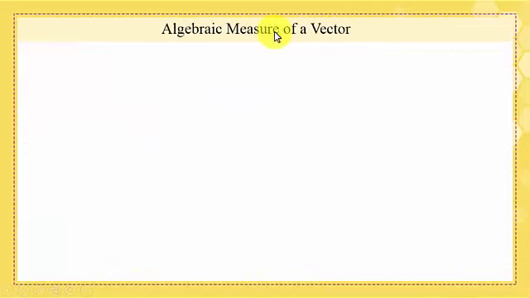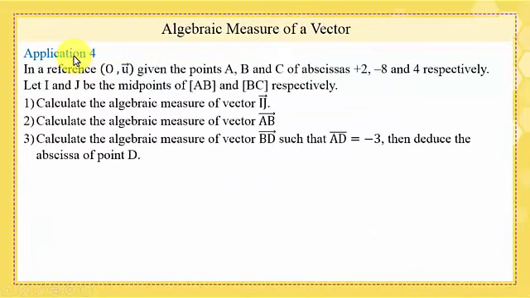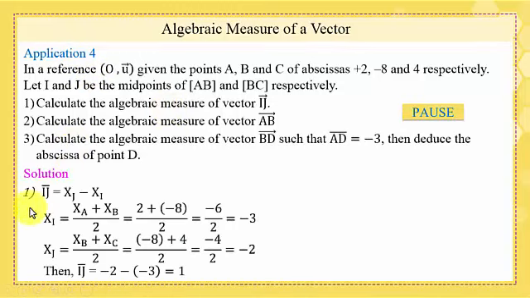Algebraic measure of a vector. Application 4. Please stop the video for a few minutes to solve. IJ bar equals xJ minus xI. We apply the formula of the midpoint here and here. So IJ bar equals xJ minus xI, which is equal to minus 3 minus 2 minus minus 3 equals 1.